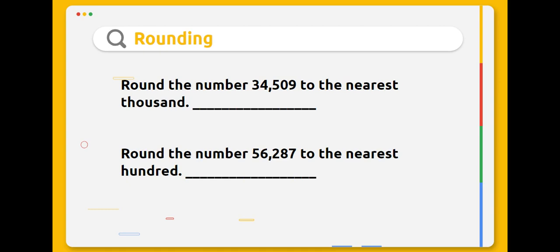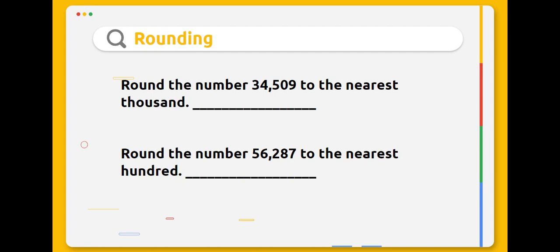All right, round the number 34,509 to the nearest thousand. Okay, if I do that, remember, go ahead and let me go back. Pause this and try it, and then come back and see if you're right. I'd go ahead and do both problems and then come back and check your work.